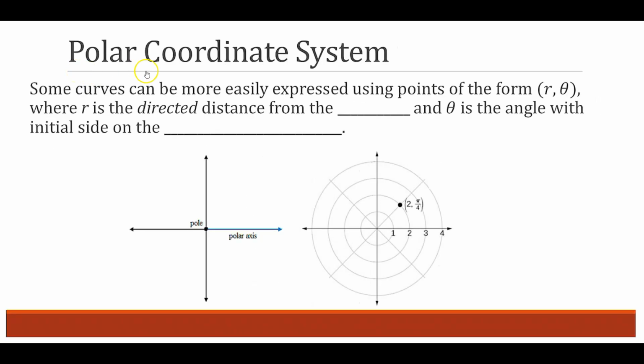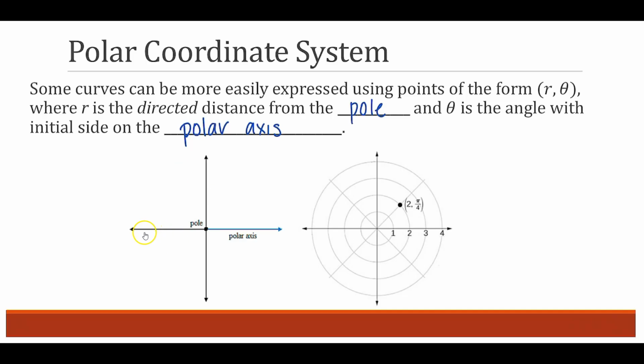Now let's explore the polar coordinate system. Some curves can be more easily expressed using points of the form r, theta instead of x, y, where r is the directed distance from the pole and theta is the angle with initial side on the polar axis. Let's explore these new terms.